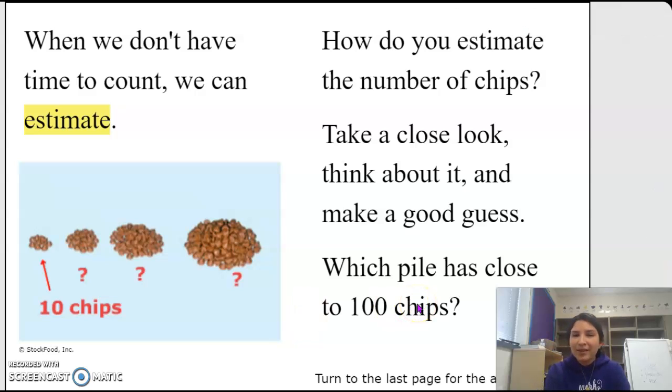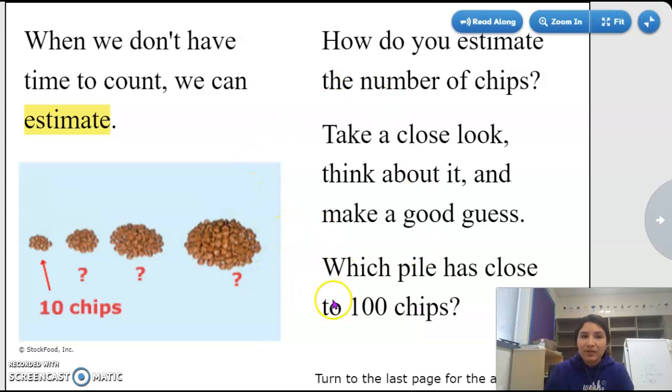Hold up your finger. 1, 2, or 3. Which one looks like the best one that has 100 chocolate chips? What do you think? My choice is choice 3, the third choice right here. This looks like the best estimate of 100 chocolate chips.